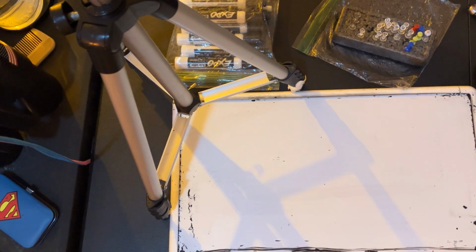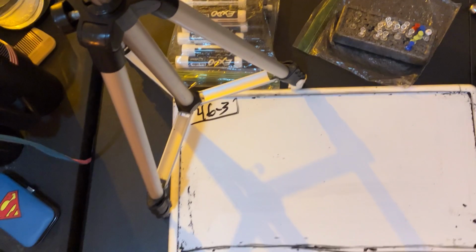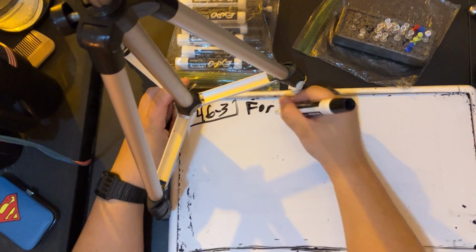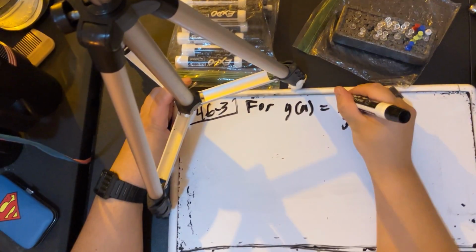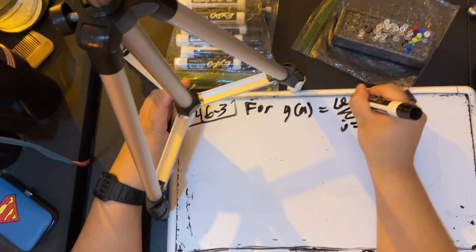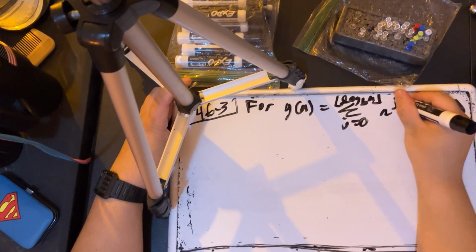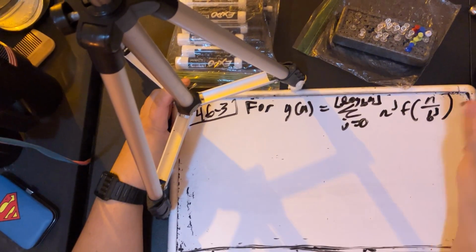For 4.6-3, we have, well, 0.6-3. What do we have? Well, we have for g of n is equal to the summation from j equals 0 to the floor function log base b of n of a to the j times f of n over b to the j.